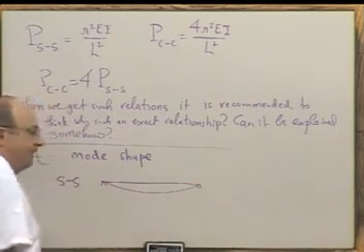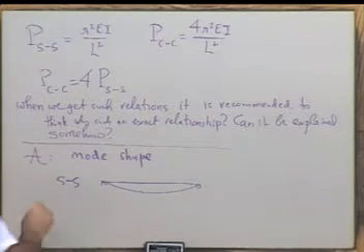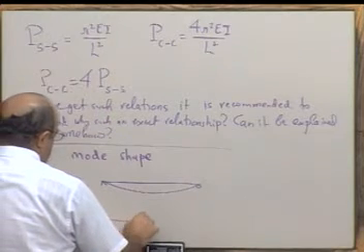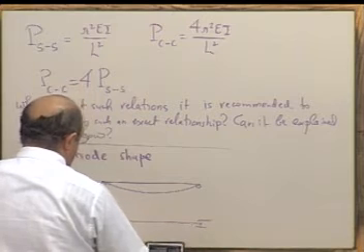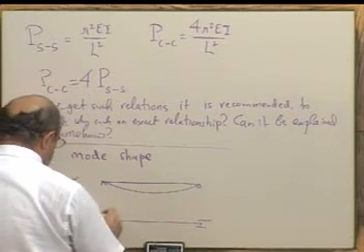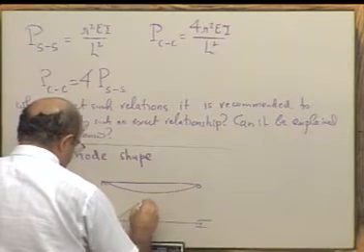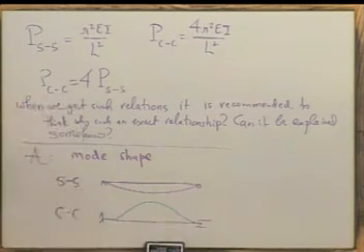A simply supported column has such a form. On the contrary, the clamped column, the end can rotate, and so on. The mode shape is different. So that is a mode shape.